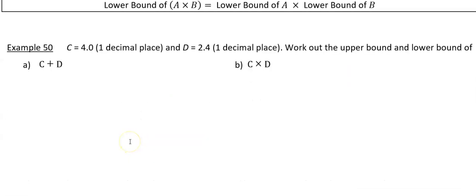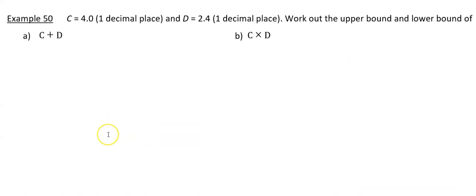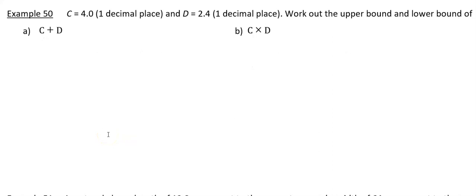So in the first example, c is equal to 4.0 to 1 decimal place, and d is equal to 2.4 to 1 decimal place. Work out the upper bound and the lower bound of c plus d. So here we're going to say the upper is equal to, and then lower is equal to.